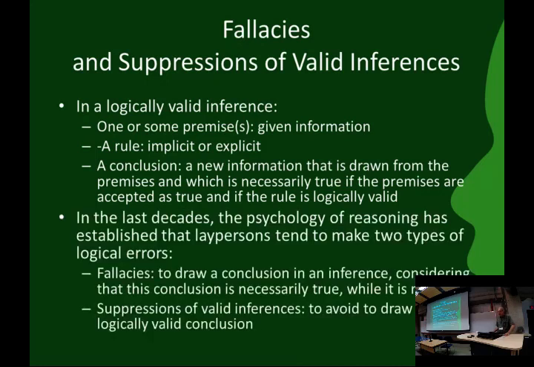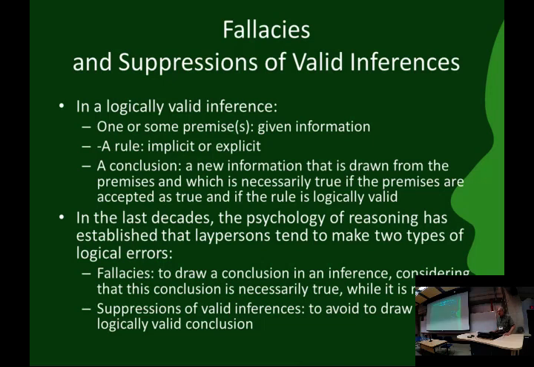In the last decades, the psychology of reasoning, as we have seen the first two days especially of our summer school, has established that laypersons tend to make systematically two types of logical errors. First, fallacies, that is to draw a conclusion in an inference, considering that the conclusion is necessarily true while it is not. Usually it's only probable or possible. And second, suppressions of valid inferences, to avoid drawing a logically valid conclusion. That is, people won't make the conclusion while it would be valid to do so.